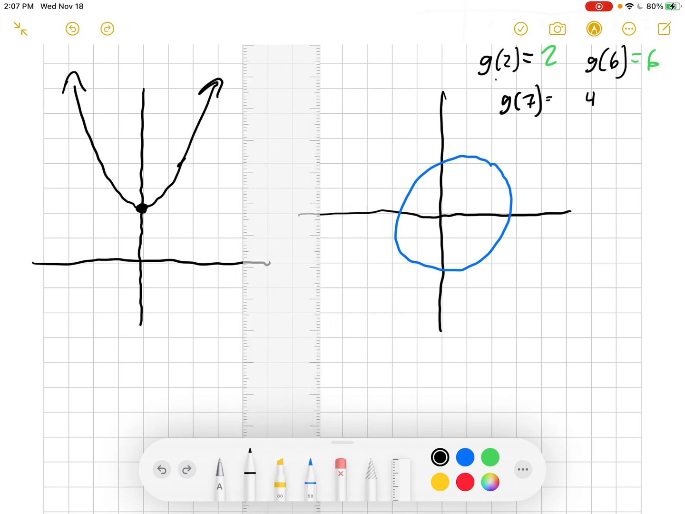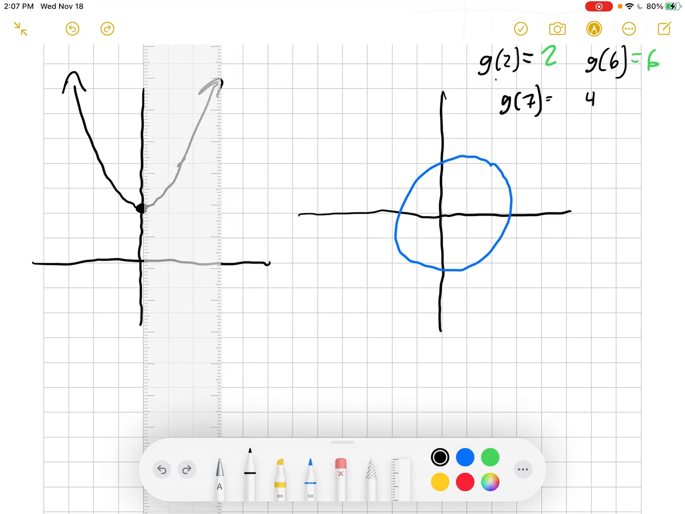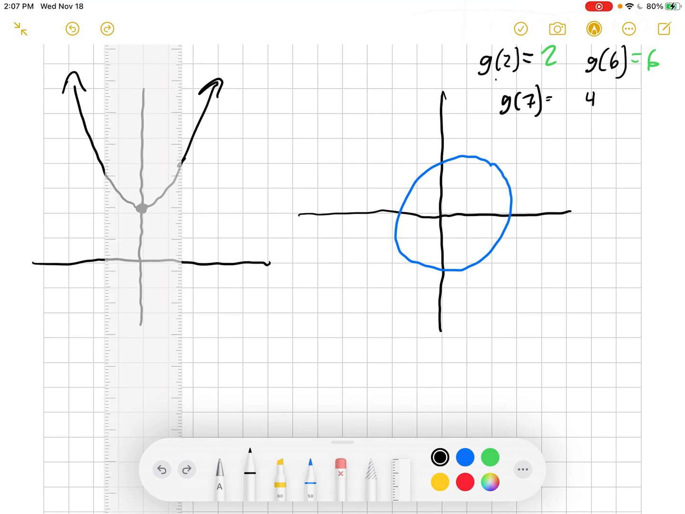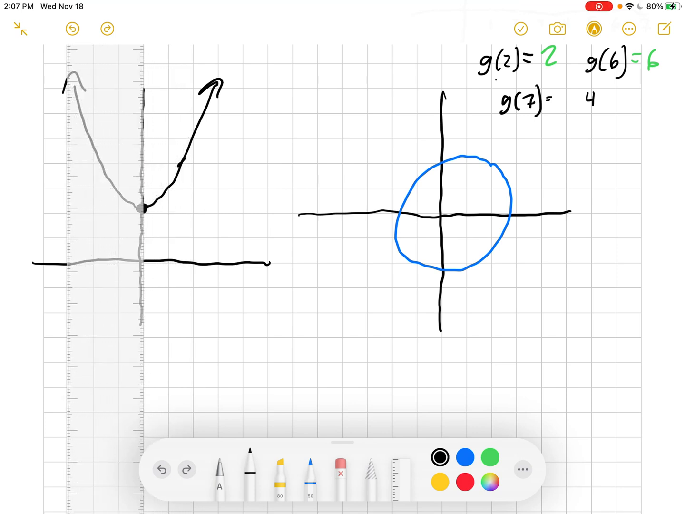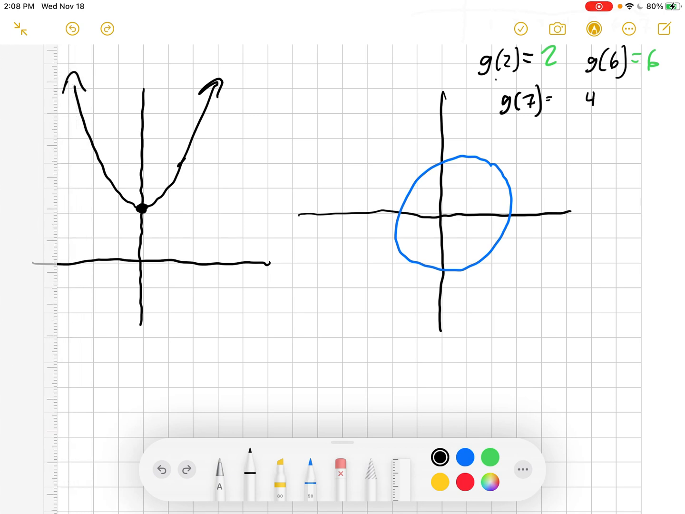So let's go and drag our ruler across. Oh, we're touching exactly 1 in all places. So therefore, that is a function. If we touched more than once at one place, then it wouldn't be a function.